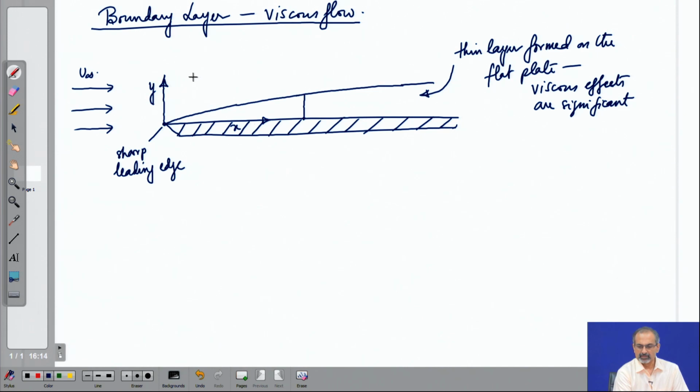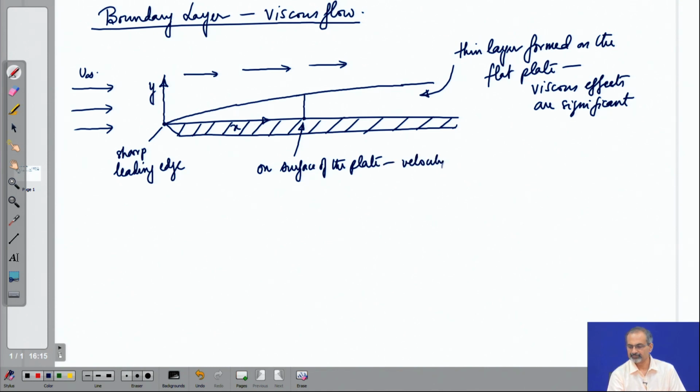Additionally, this free stream flow, which is moving past the flat plate, comes to a standstill when you look right on the surface of the plate. So, on the surface of the plate, the velocity of the flow is equal to 0. Now, this is a problem in the x-y plane. Therefore, the velocity being 0 means that both components u and v will go to 0. This is what we call the no slip condition.